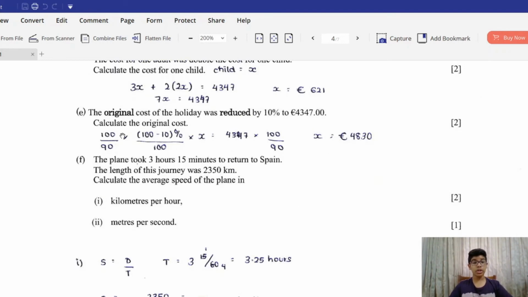The original cost of the holiday was reduced by 10% to 4347.40.